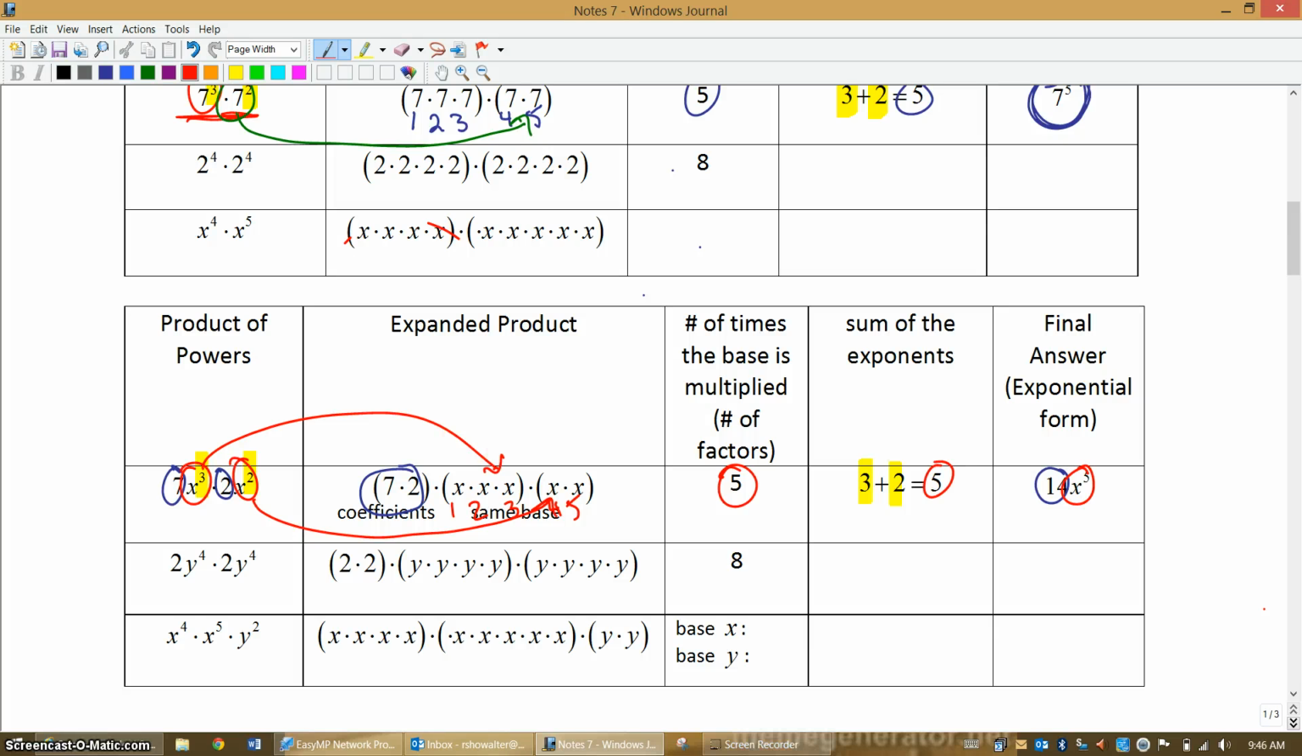On this next one, you have 2 to the 4th times 2 to the 4th. For this section, you have 4 2's. For that section, you have 4 2's. When you count them all, there's 8 total. When you do that, you can also add 4 plus 4, which is 8. Then we keep the same base, and we just write 4 plus 4.